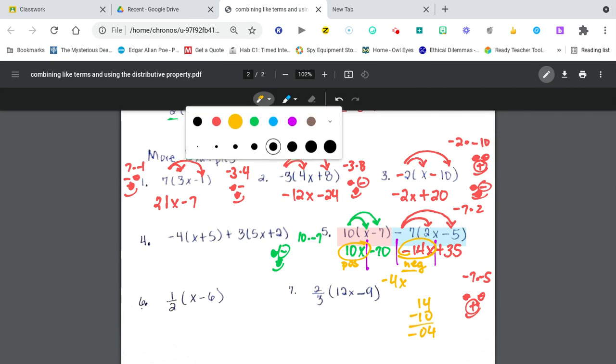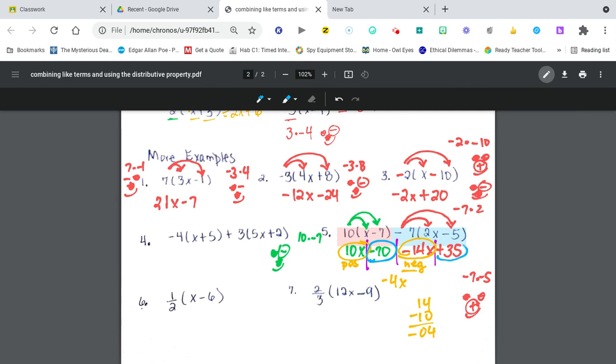Okay? And I also have some constants that are like terms. -70 is like +35. That's negative and that's positive. So I'm going to subtract 70 minus 35. That's 6, 10, because you can't start off with 0 and take away 5. 6 minus 3 is 3, so that's 35. But in this case, again, it's more negatives than positives, so make that -35. So in simplified form, this answer is -4x minus 35.